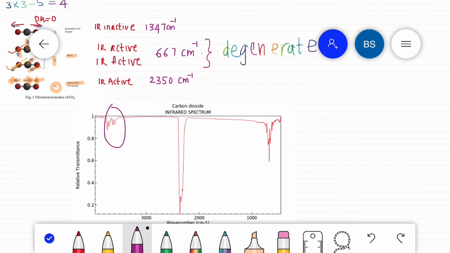When we analyze the carbon dioxide spectrum, we can neglect this part. This indicates the presence of water as an impurity. Here we have only two peaks. The peak corresponding to the symmetric stretch, that is at 1347 centimeter inverse, is absent because it is IR inactive. The peak corresponding to 2350 is shown and the peak corresponding to the bending vibrations at 667 centimeter inverse is also shown.